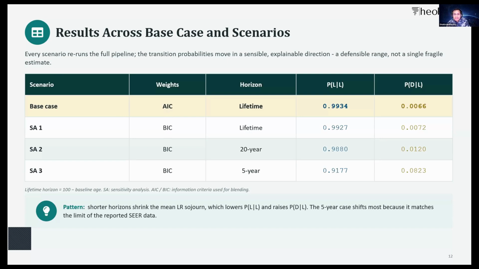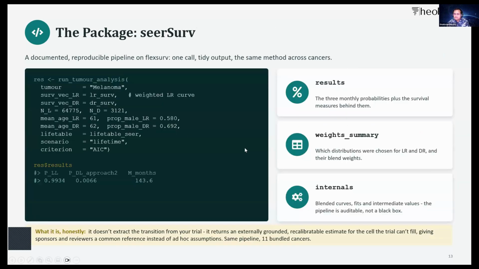Shorten the horizon and the mean time shrinks, which pushes the stay probability down and the progression rate goes up. That's the right direction, since a shorter horizon just chops off the long tail where people sit in the local state for years. The 5-year case moves the most because it's living right at the edge of the data. You can see it go from about 99% at lifetime to 91% at 5 years. So that's the sensitivity analysis we performed with different horizons and different approaches to weighting.